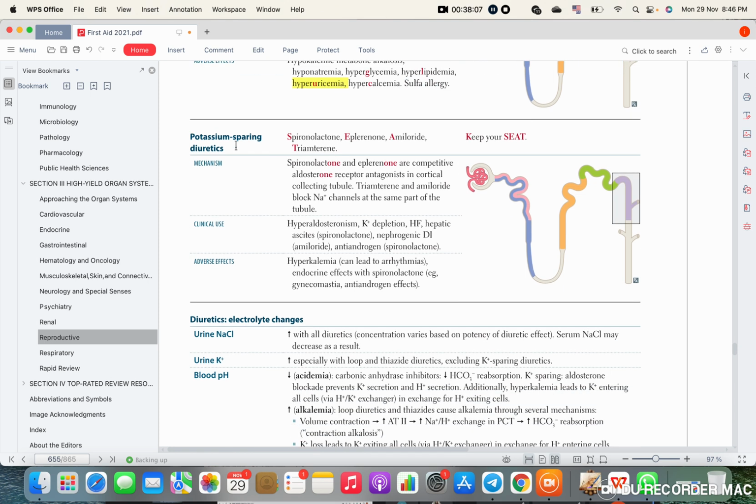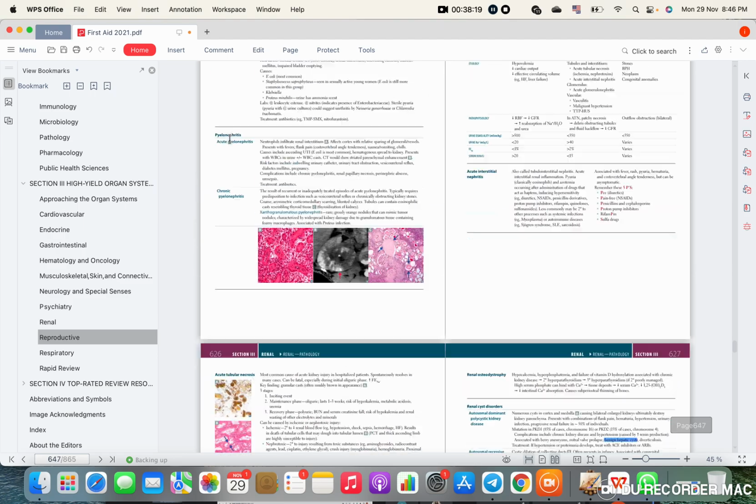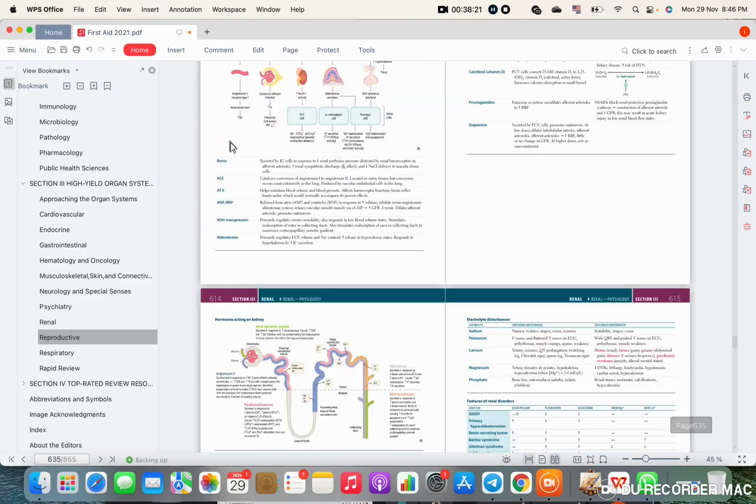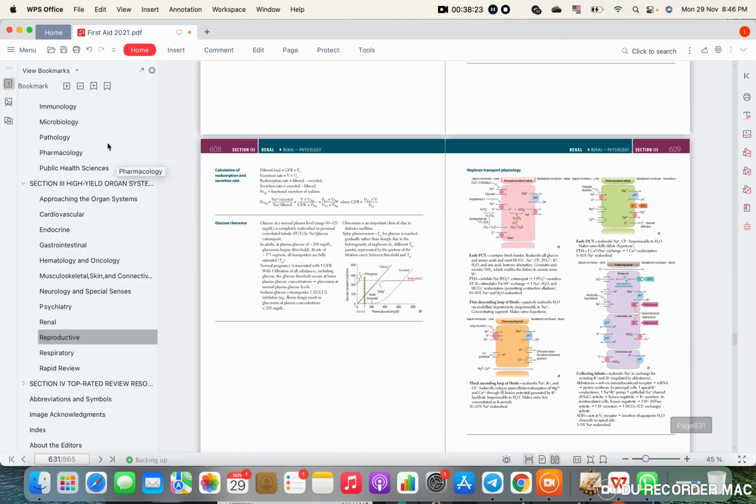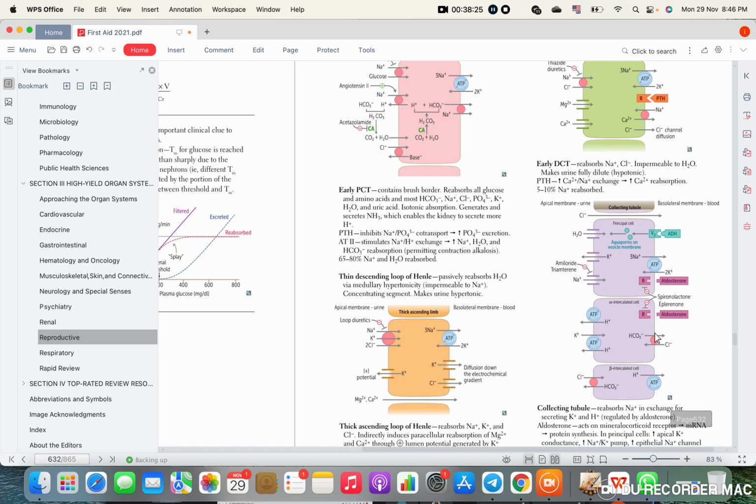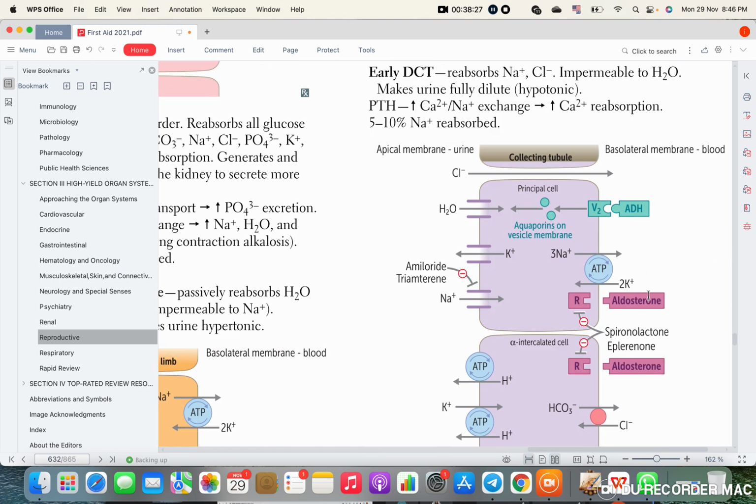So the next one is the potassium sparing diuretics. Speaking about the potassium sparing diuretics, we have spironolactone, eplerenone, amiloride, and triamterene. To make it simple for you guys, we need to go to that picture that I told you. We will speak about it a million times. Even when we do other systems, we'll go back to it. So you can see the aldosterone function at the basolateral membrane near the blood side, while we have the ENaC channel located near the urine side.